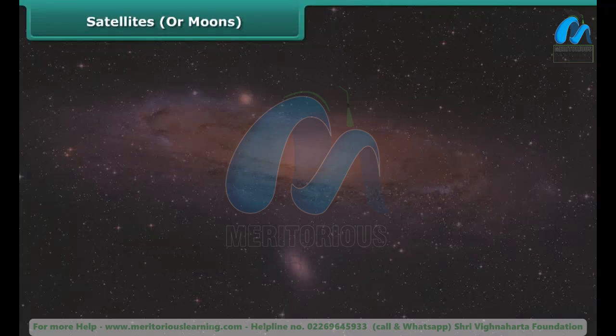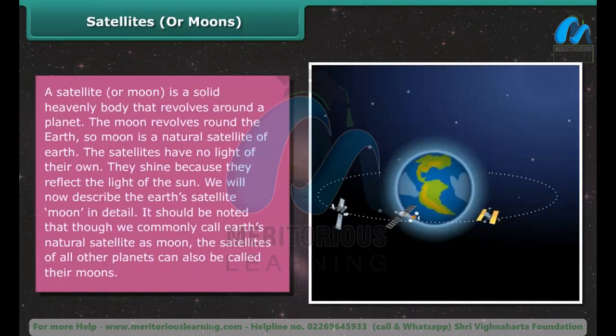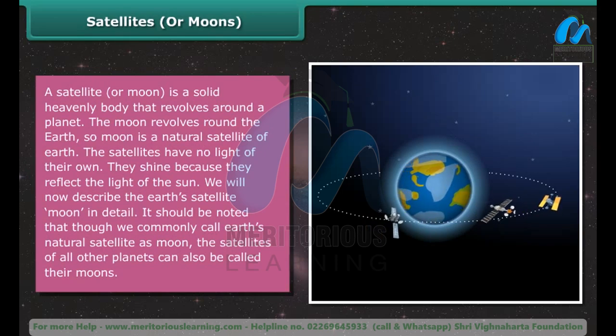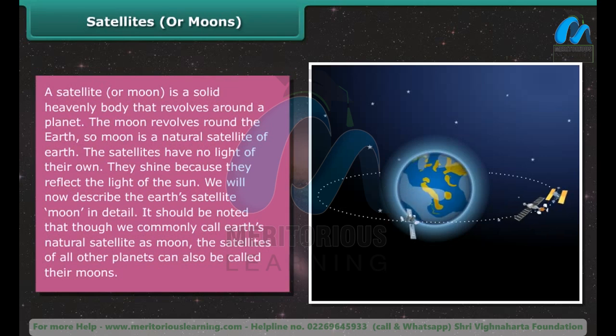Satellites or moons. A satellite or moon is a solid heavenly body that revolves around a planet. The moon revolves around the Earth, so moon is a natural satellite of Earth. The satellites have no light of their own. They shine because they reflect the light of the Sun. We will now describe the Earth satellite moon in detail.